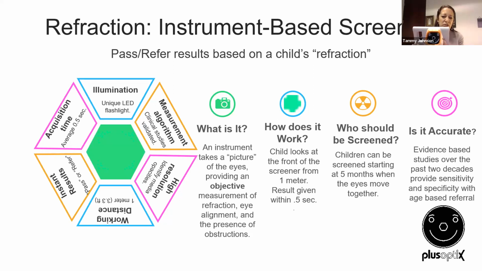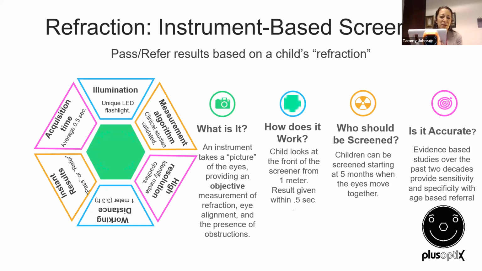So all the child has to do is look at the device. It's a 1 meter distance. So the child is sitting or standing a meter away from the device, from the nose to the child's eyes. And if the child's looking and you're lined up appropriately, it takes that result in a half a second. And it gives you a pass or refer for the child's refractive error or any other issues going on.